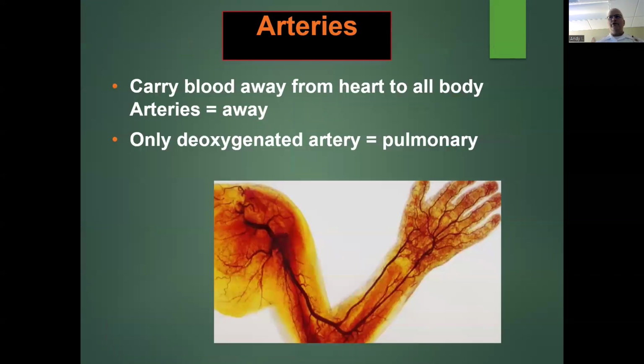So let's do this. What arteries carry blood away from the heart? Most arteries carry oxygenated blood away from the heart, except for one artery that's carrying deoxygenated blood away from the heart, and that is the pulmonary artery that goes from the right ventricle to the lungs.